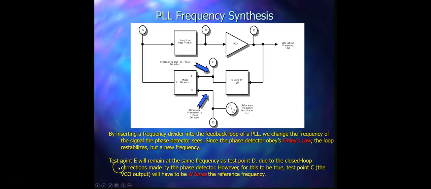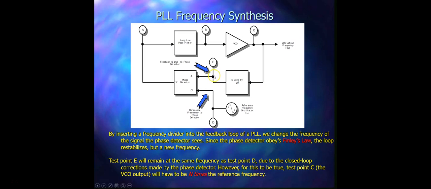So here, let's read this more. At test point E, which is here, the frequency will remain the same as at test point D due to the closed loop correction made by the phase detector. However, for this to be true, test point C, which is here, the VCO output will have to be n times the reference frequency.